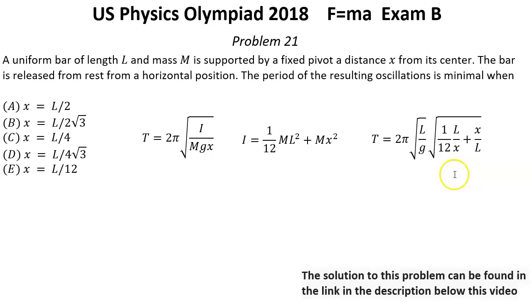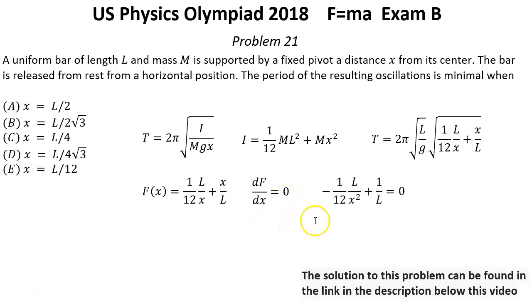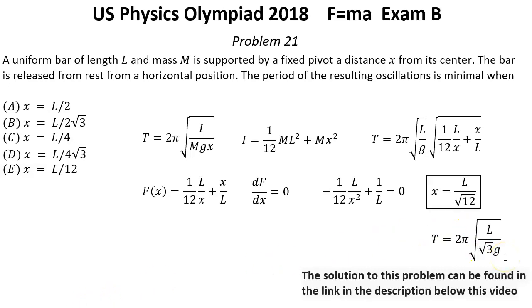To find the condition for minimal period, we have to find the condition for the minimum of the function under the square root. For that we have to take the first derivative of this function. This is the function. For the extremum of this function the first derivative equals 0. It means that we have this equation, and after all x equals L over the square root of 12. Also we can find the minimum period, which equals this expression, but the answer for this problem is x equals L over the square root of 12, which is answer B. That was the solution for problem number 21.